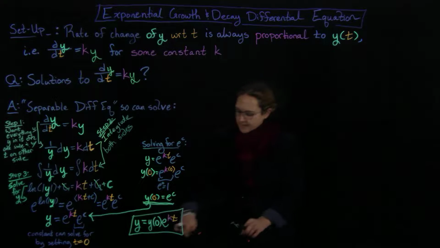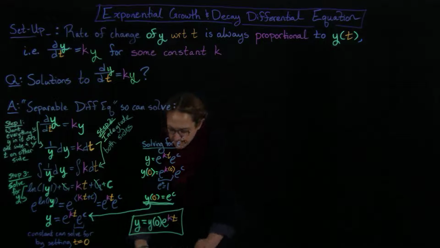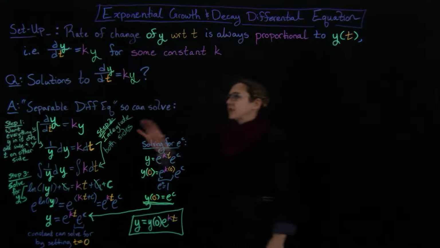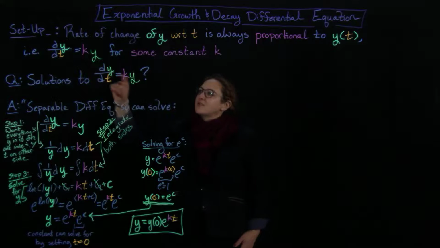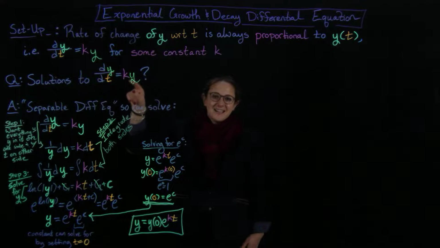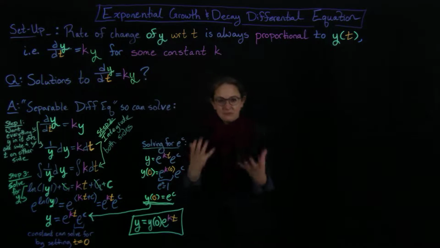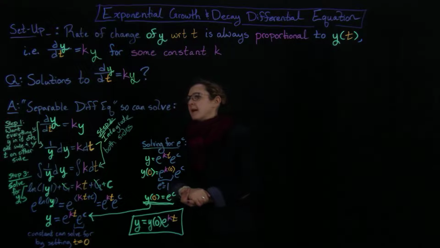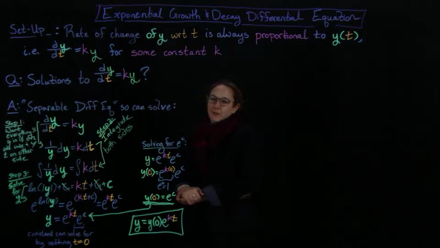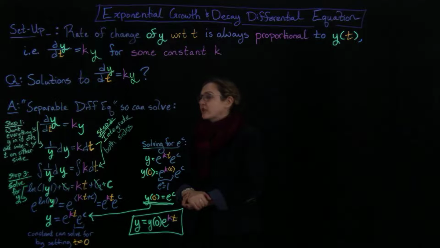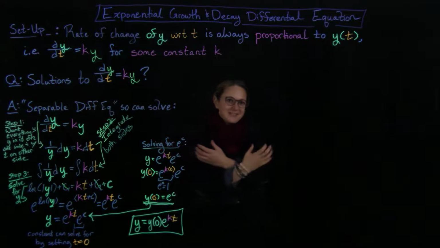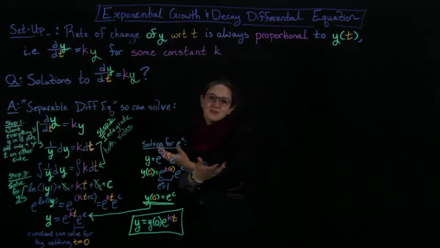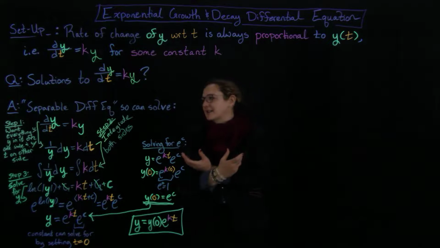So let's go through what we've done so far. If I'm looking for the solutions to this, functions y of t so that when I differentiate y with respect to t, I get k times y, those two functions are equal to each other. This is called a separable differential equation, which means I can move all the y stuff to one side and all the t stuff to the other side. And that allows me to figure out what my function y is, like I did here.